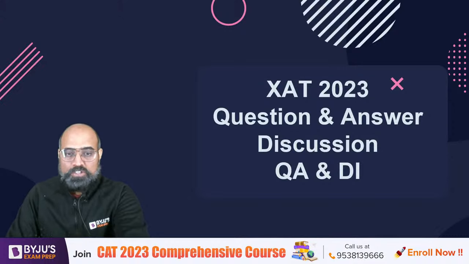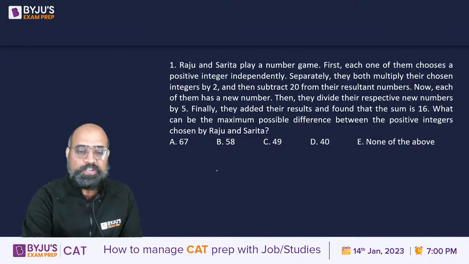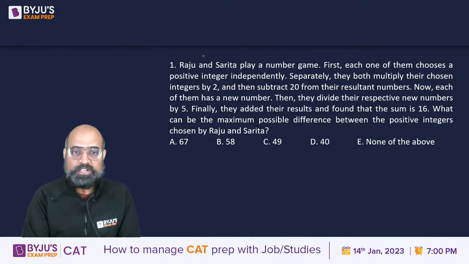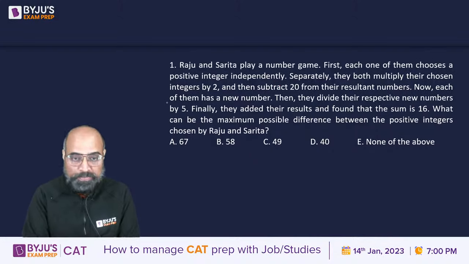Okay, so let's begin. This is the question about Raju and Sarita. They play a number game. First, each one of them chooses a positive integer independently. Separately, they both multiply their chosen integers by 2 and then subtract 20 from their resultant numbers. Now, each one of them has a new number. Then they divide their respective new numbers by 5. Finally, they added their results and found that the sum is 16. What can be the maximum possible difference between the positive integers chosen by Raju and Sarita?